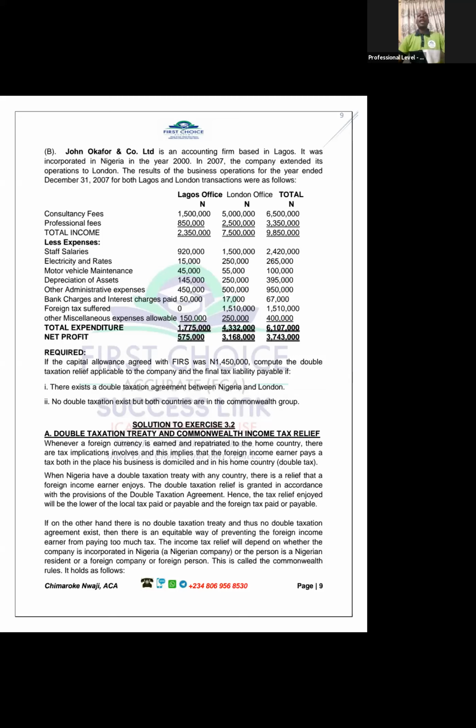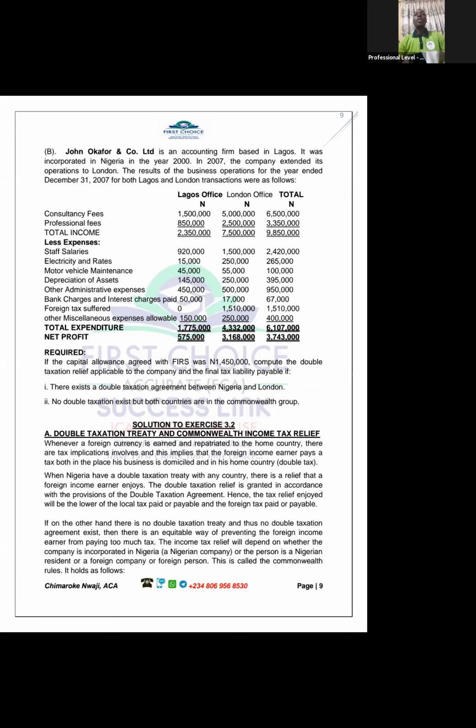If the capital allowance agreed with FIRS was 1,450,000, they only gave us one capital allowance. So where do you assume it to be? Nigeria. They told you Nigeria, FIRS. Compute the double taxation relief applicable to the company. So where is the London? Perhaps there was no capital allowance for London. Maybe they didn't have any assets in London that will be charged capital allowance. Or who knows? They didn't tell us anything about London capital allowance, so we assume zero.